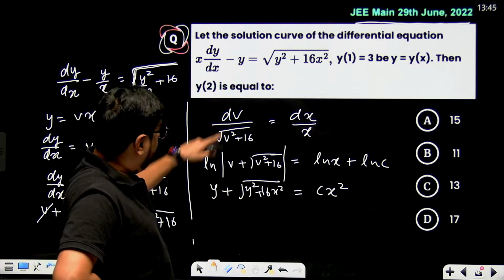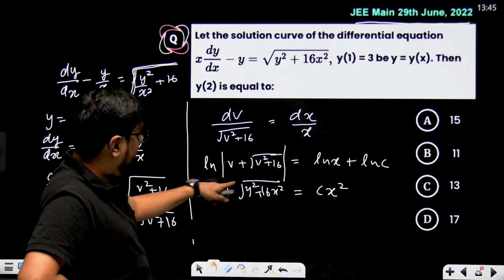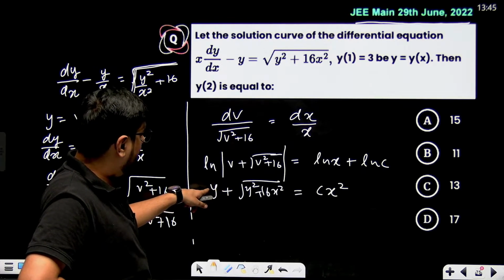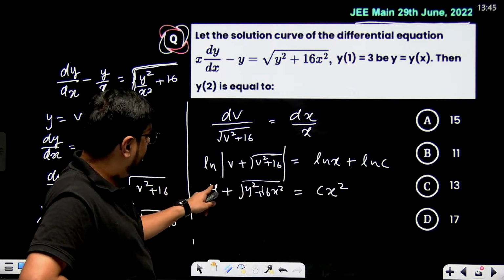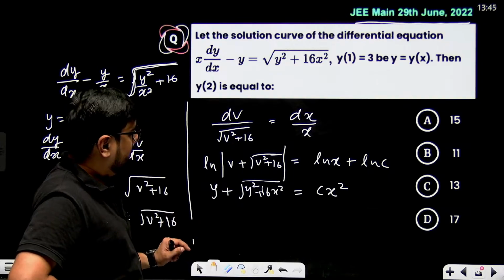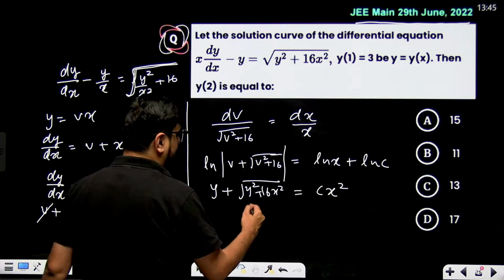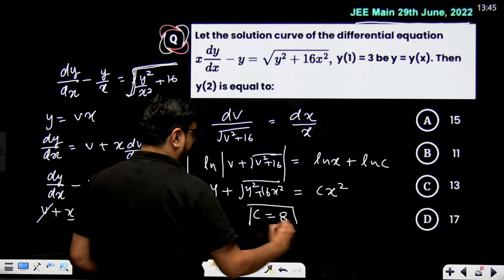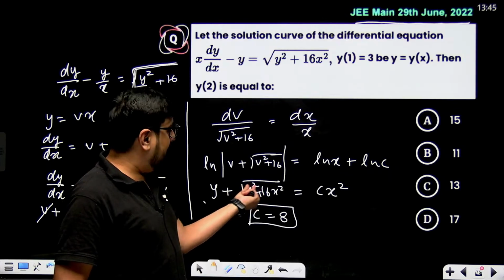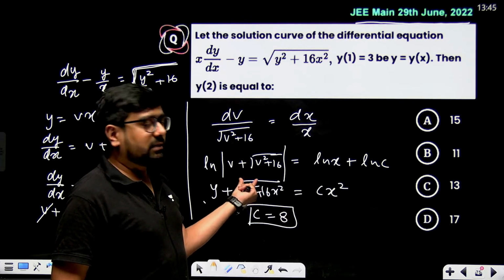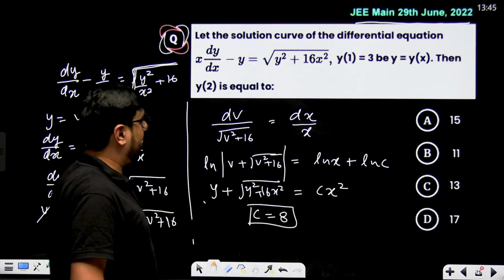y of 1 is equal to 3. So y as 3 and x as 1. So 9 plus 16, 25, square root 5, plus 3, 8 you will get. x square equal to, x is 1, so c equal to 8 you will get. Put y equal to 3 and x equal to 1. So 3 plus, this will become 9 plus 16, that means 5 plus 3, 8. x is 1 already, so c you'll get equal to 8.